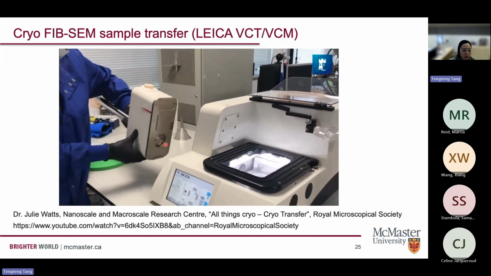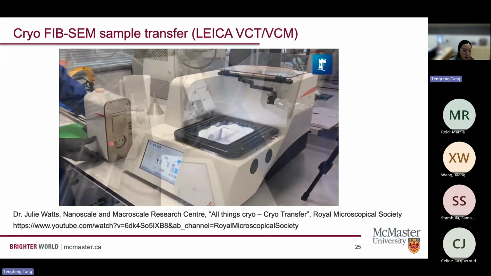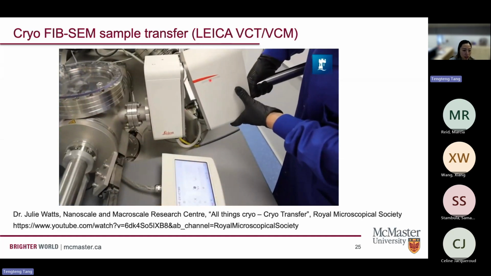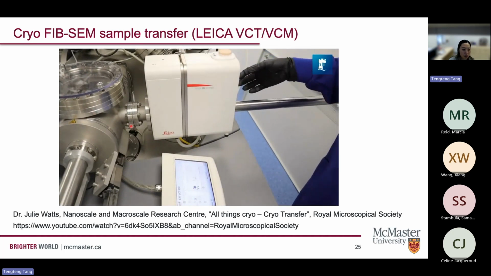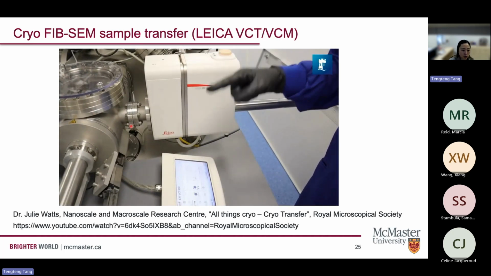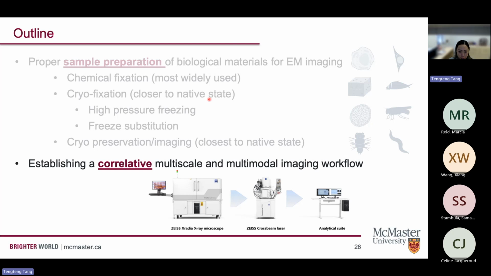So once the stage with the sample is in the VCT, then you can detach the VCT and attach it to the next equipment. Here, I'm not going to demonstrate what's happening next, but typically you can either attach the VCT to the ACE machine to perform coating, and then bring the VCT arm again to your cryo-TEM or cryo-SEM. So that's all about the sample preparation.